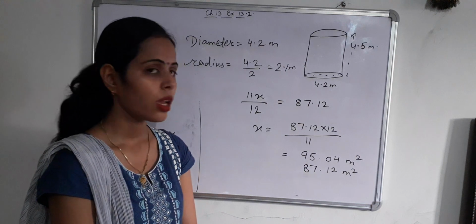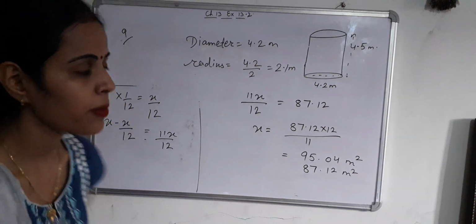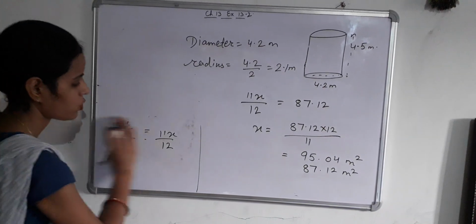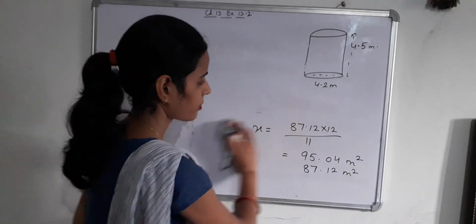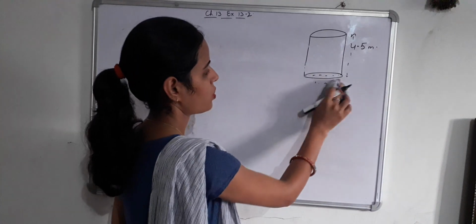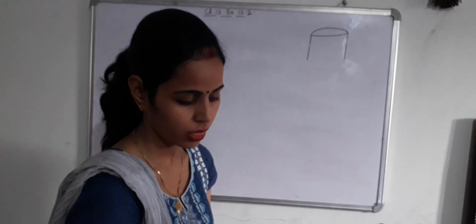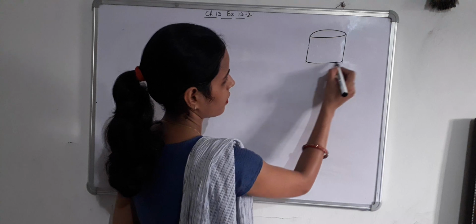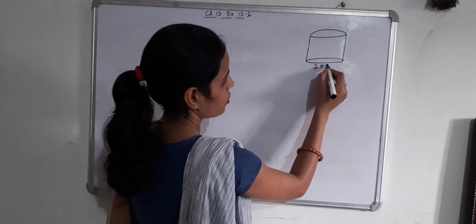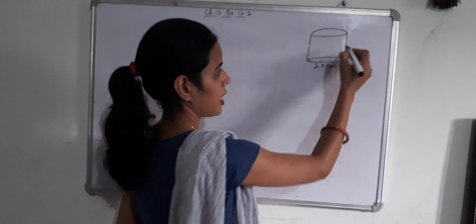Question number 9 is complete. We are going towards question number 10. Question number 10 is that a lampshade is made. It is to be covered with a decorative cloth. The frame has a base diameter 20 centimeter, and height 30 centimeter.